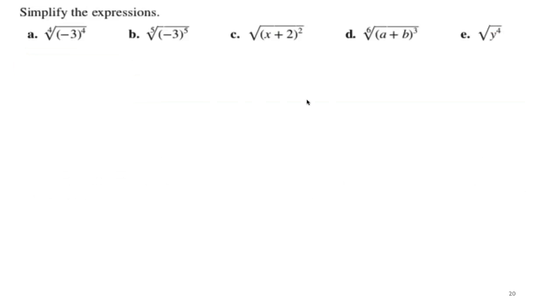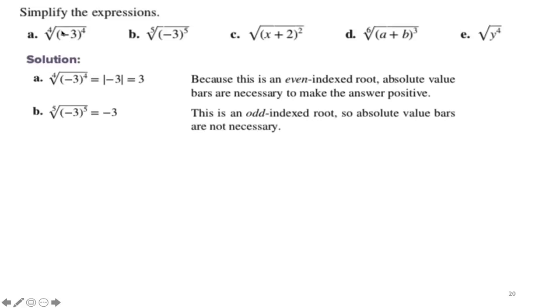Okay, so I think the best way is to see an example. Notice in the first example, the fourth root of negative 3 to the 4th power. Again, if I just cancel blindly, then I get negative 3, but that's actually not right. If n is even, then this will cancel, but you have to take the absolute value of the inside. That will give you a positive 3.